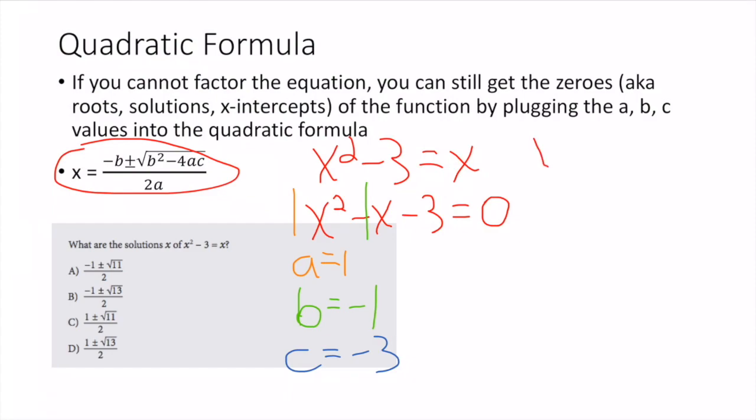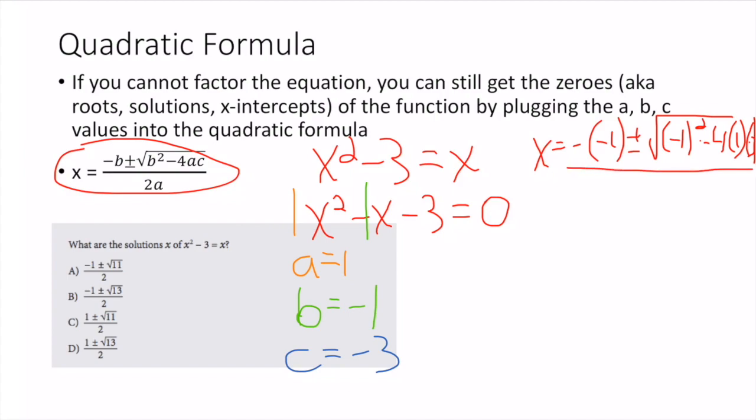Okay, so then just plugging in, I have negative negative 1, plus or minus the square root of negative 1 squared, minus 4 times 1 times negative 3, all over 2 times 1. So the quadratic formula just becomes plugging in the values that I know.